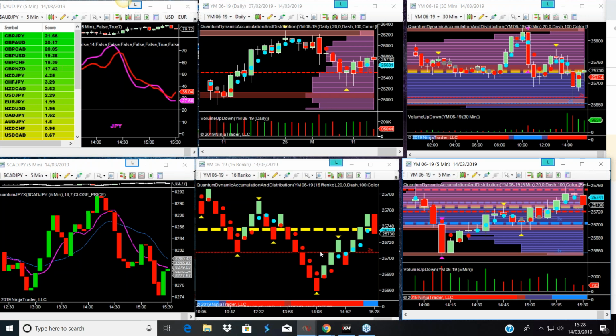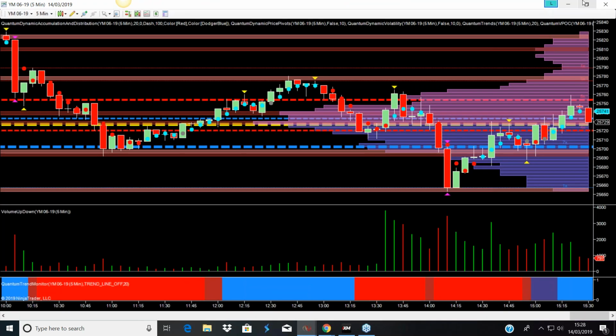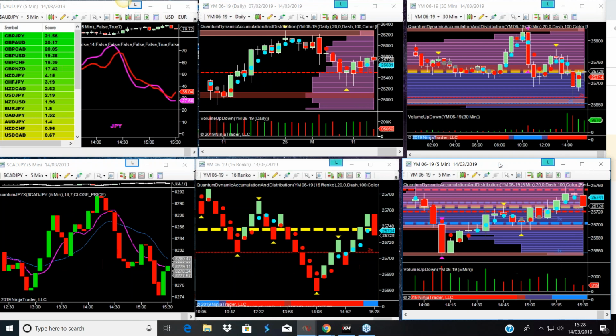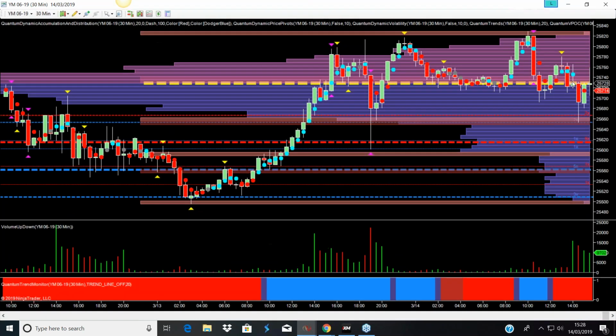Right, what's happening on the YM, as we can see here, it looks like it's going back down to the volume point of control. And on multiple time frame analysis, because I've got the 30-minute chart here, the congestion that you can see around the 30-minute chart as well is another reason why this is going to be a tough day to actually grind some points out of this market.